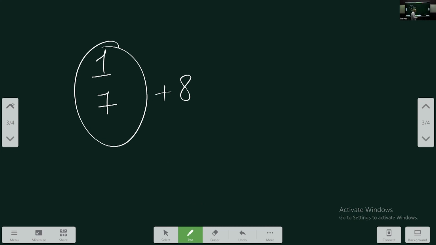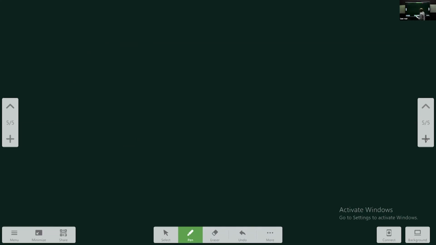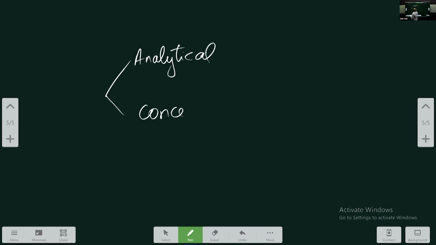Next, 1 and 7 are again quite similar. Relevance of anthropology, or critically examine the role of anthropology in contemporary societies. These are questions which are very, very analytical. So see, there are two kinds of questions: analytical questions, conceptual questions. You should learn to differentiate these two in the papers.